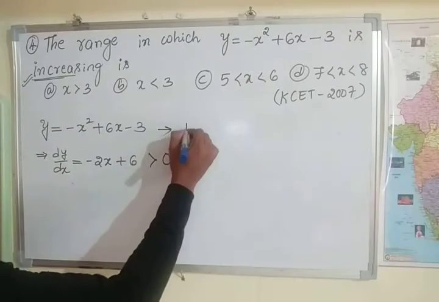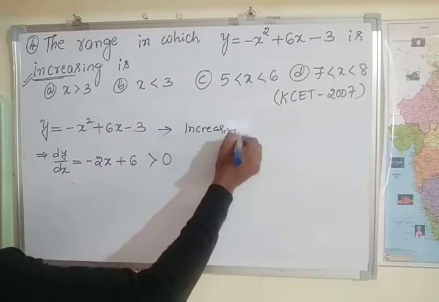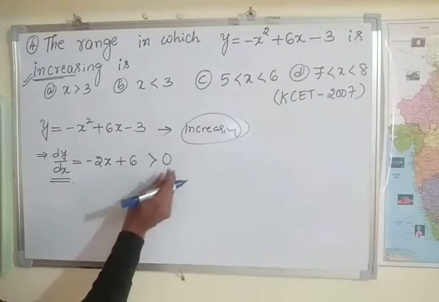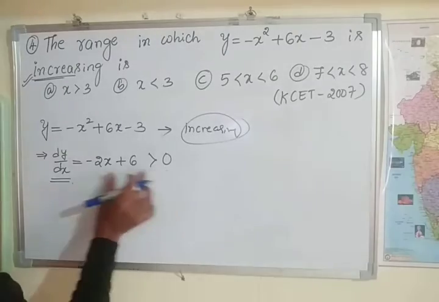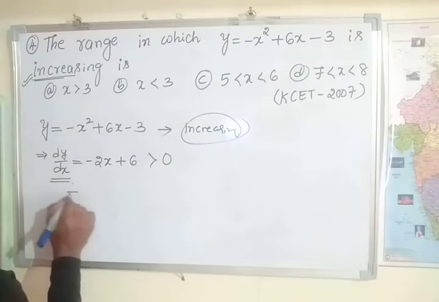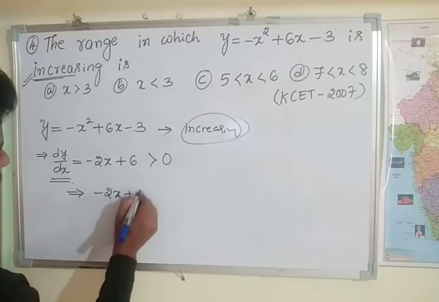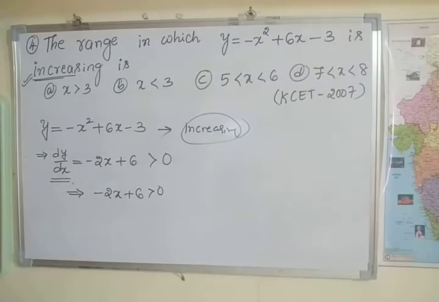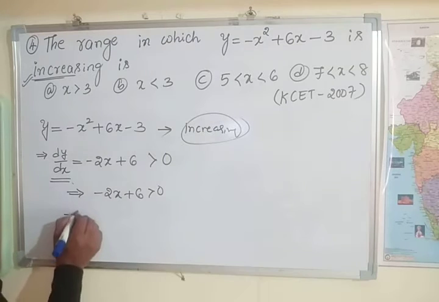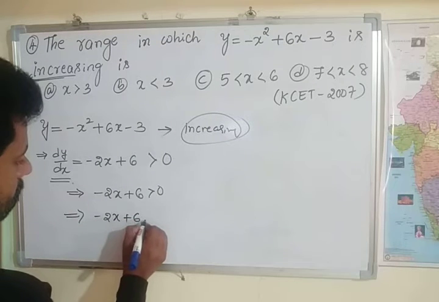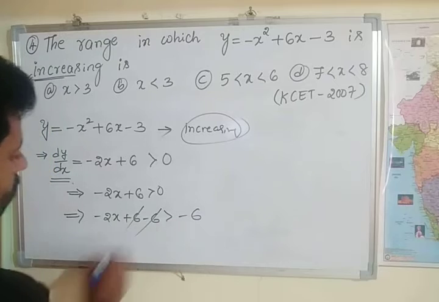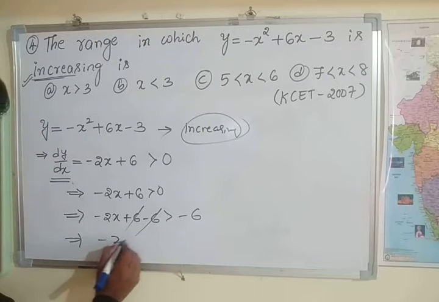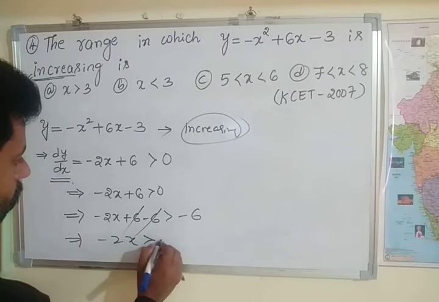Increasing means dy by dx is greater than 0, which means this term is also greater than 0. This implies minus 2x plus 6 is greater than 0. This is the inequality. Now we subtract 6 from both sides, and we get minus 2x plus 6 minus 6 is greater than minus 6, and plus 6 minus 6 cancels. This implies minus 2x is greater than minus 6.